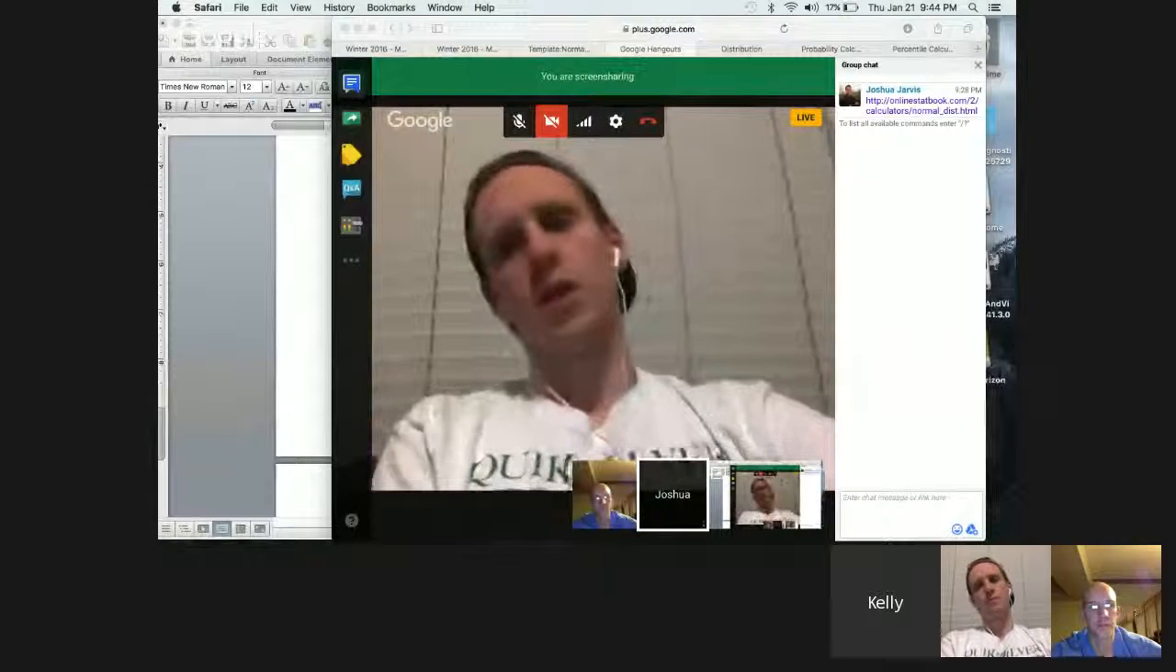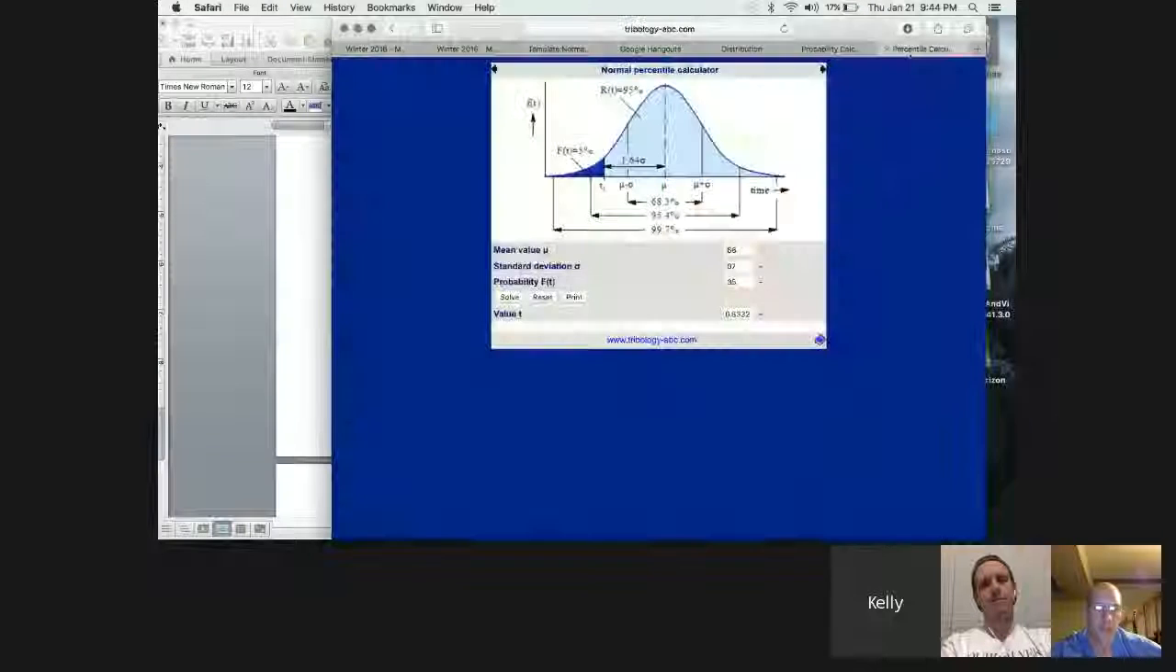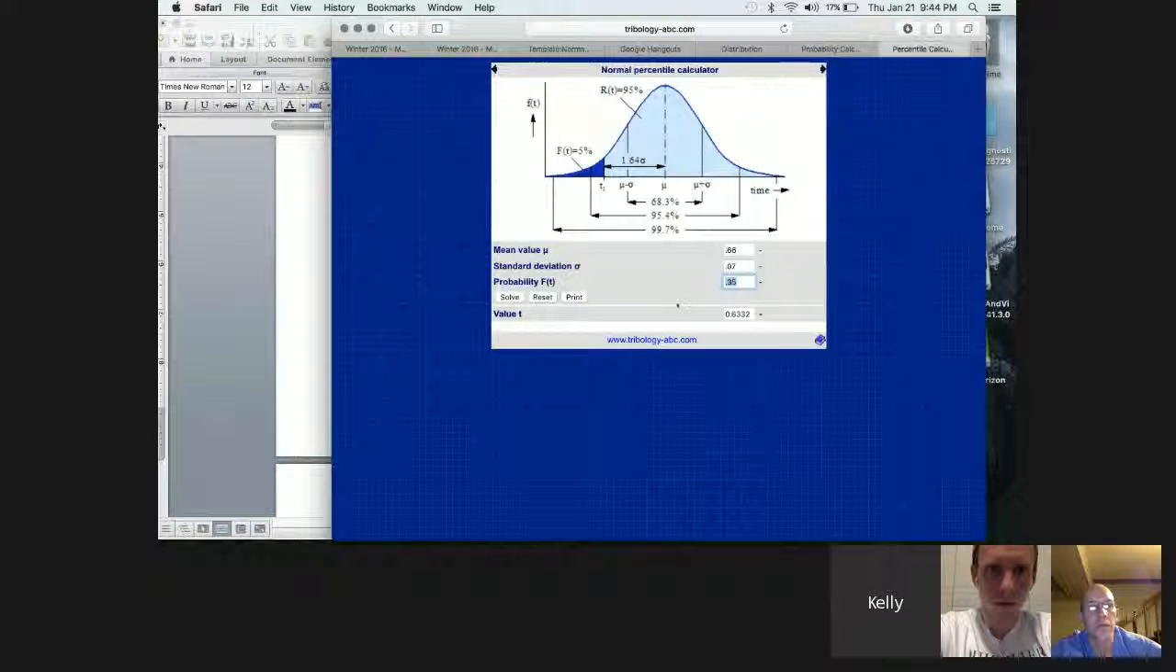There we go. Okay. Percentile calculator. Mean value, 0.66, 0.07, 35. Is that probability? 35%? I'm guessing. 0.63. That puts us in the correct ballpark, because if you're average, it's going to be just below 0.66, somewhere right in this area.